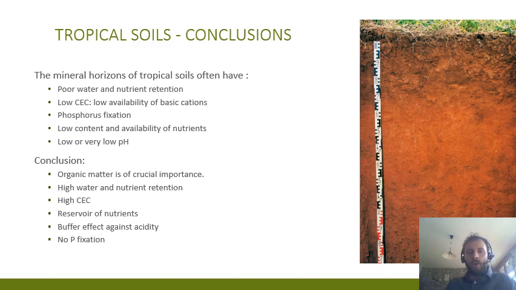So to conclude, we can say that organic matter is of crucial importance because it can provide everything that the mineral horizons of these soils cannot. That means the organic matter can provide water and nutrient retention, can provide cation exchange capacity, can provide nutrients, can provide a buffer against acidity, and can prevent P fixation in the upper horizons.